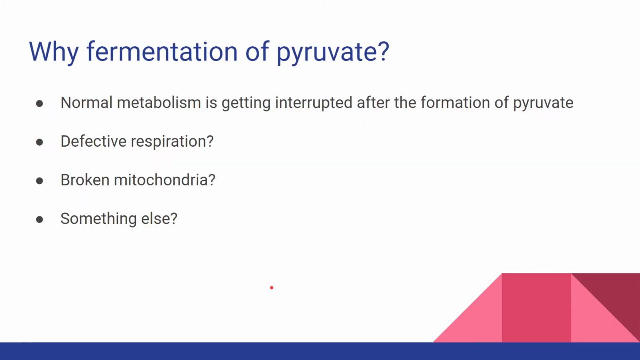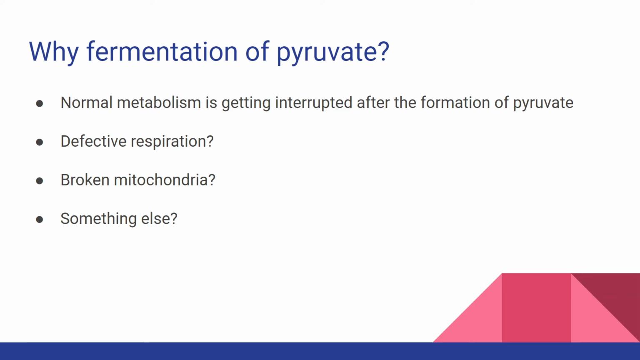So, why ferment pyruvate into lactic acid? Is there something wrong with oxidative phosphorylation in tumor cells, the TCA cycle, the mitochondria? Are things not getting shuttled in? Somehow, normal metabolism is getting disrupted around the last stage of glycolysis.